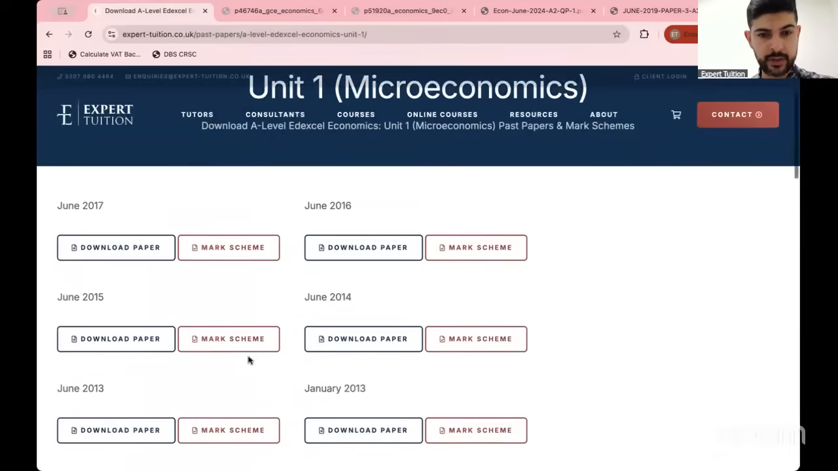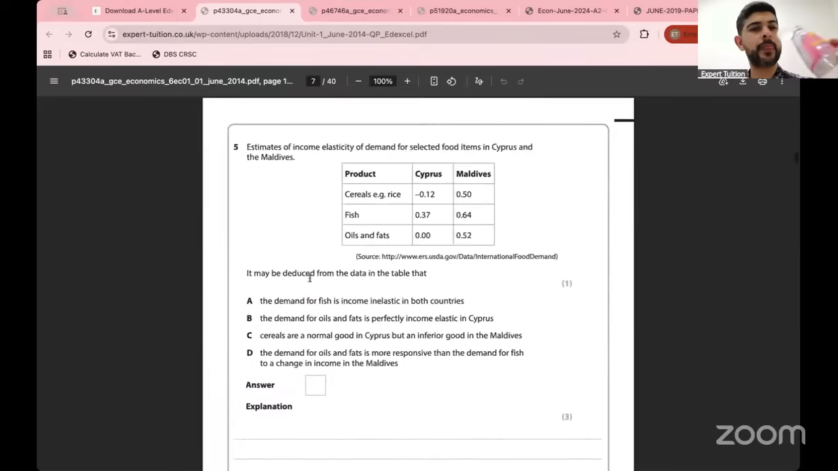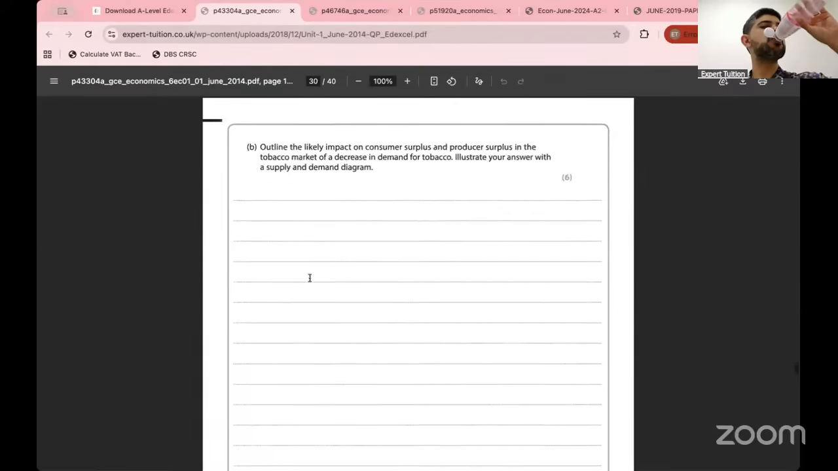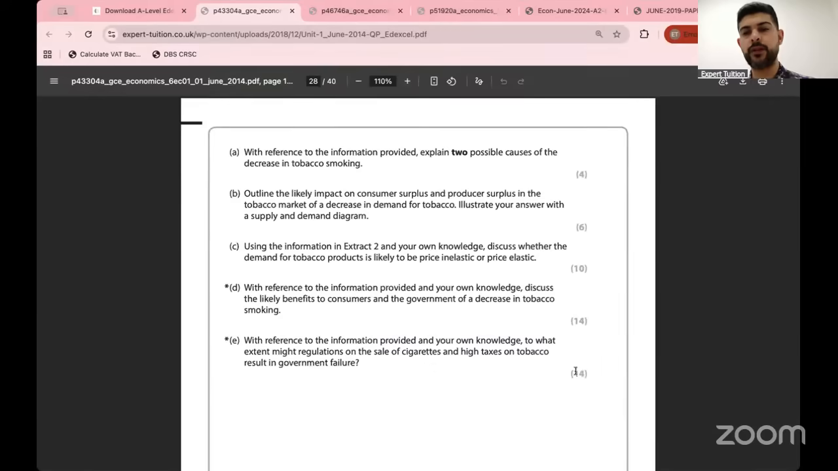Unit 1, June 2014. Here's a question. A 14 marker for you guys will be a 12 marker for paper 3. It says: with reference to the information provided and your own knowledge, to what extent might regulations on the sale of cigarettes and high taxes on tobacco result in government failure?